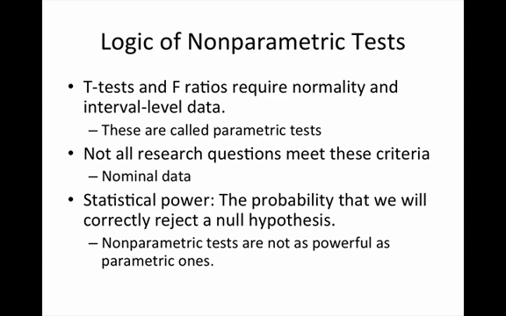Statistical power is the probability that we're going to correctly reject a null hypothesis. So if I conclude, for example, in a test of two means that the means are statistically significant, that there is a significant difference between those means, that conclusion has a lot of power in that I'm likely to correctly reject that null hypothesis.